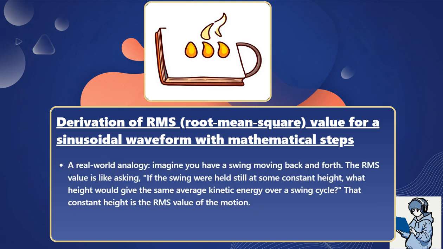A real-world analogy: imagine you have a swing moving back and forth. The RMS value is like asking, if the swing were held still at some constant height, what height would give the same average kinetic energy over a swing cycle. That constant height is the RMS value of the motion.